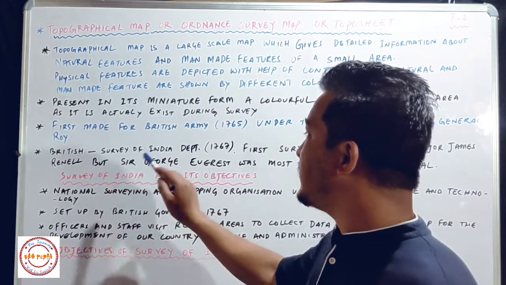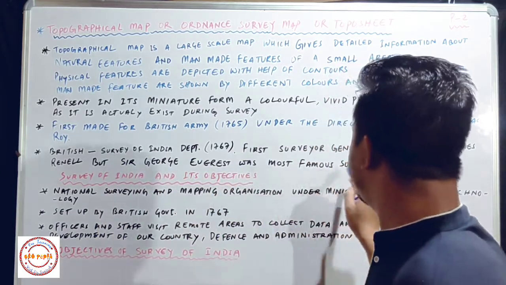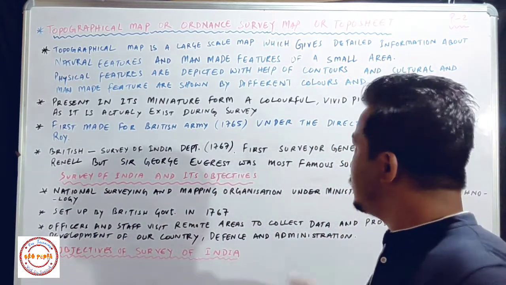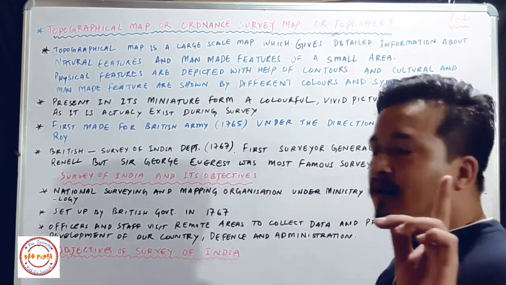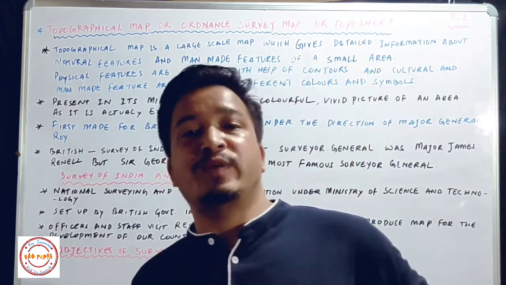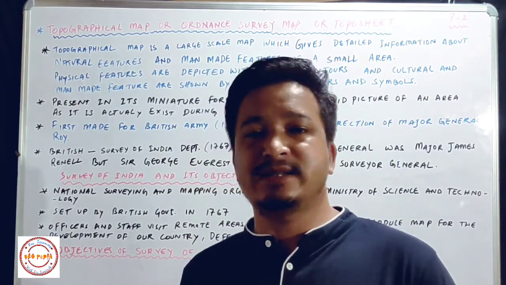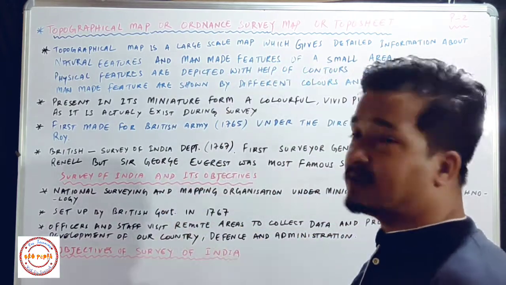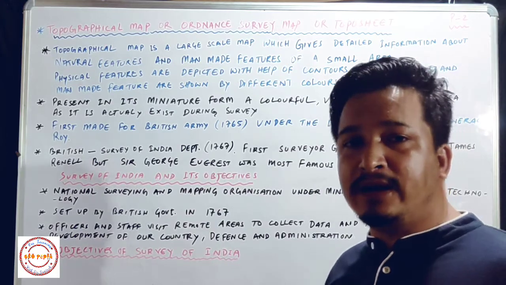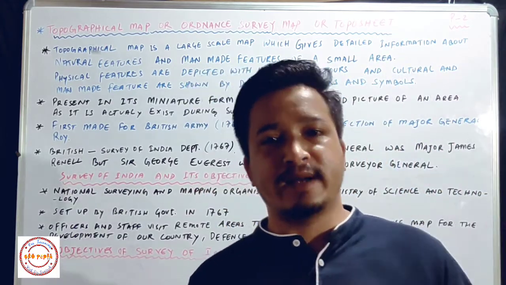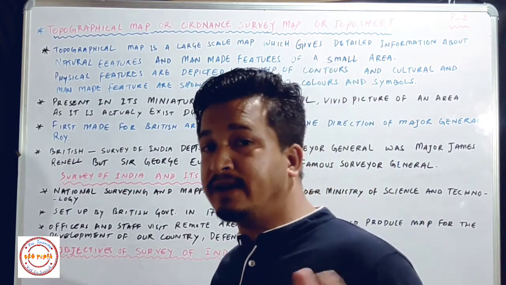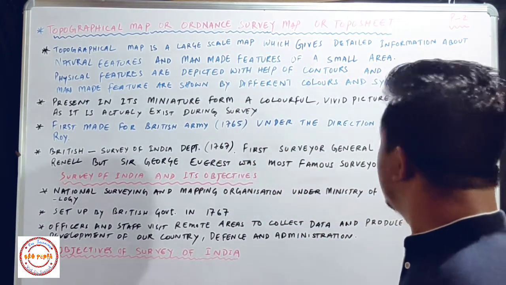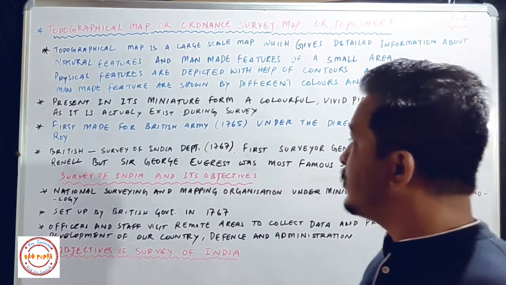But Sir George Everest was the most famous Surveyor General. As I told you, the first Surveyor General was Major James Rennell, but the most famous Surveyor General was Sir George Everest. On his name only, the highest peak of the world, Mount Everest, is named. It means the name of that mountain is kept after him. So you have to remember this point.